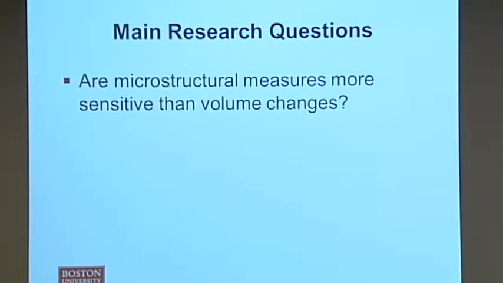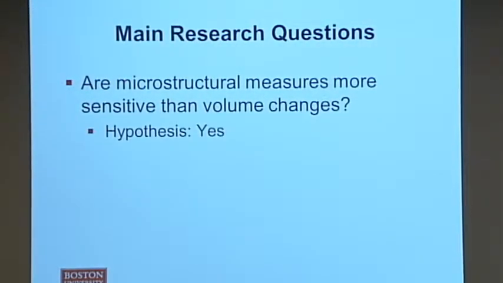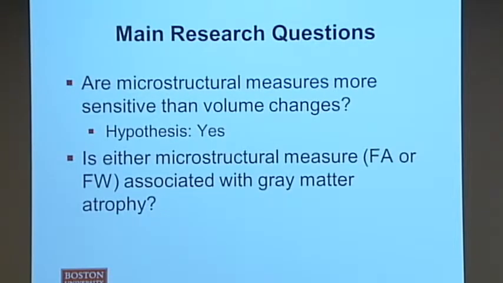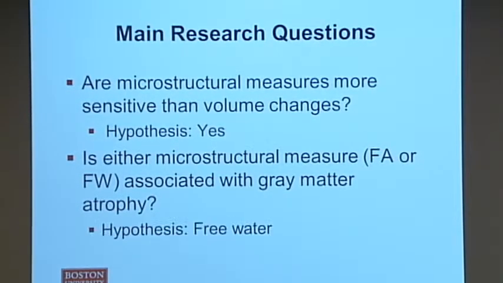So, main research questions in the study. Are microstructural measures, so that's fractional anisotropy and free water, which measure axonal damage and inflammation respectively, more sensitive than volume changes, which shows atrophy? Hypothesis: yes. Is either microstructural measure, FA or free water, associated with gray matter atrophy? The hypothesis is free water, because inflammation leads to neurodegeneration. I mean, that's the hypothesis in multiple sclerosis.